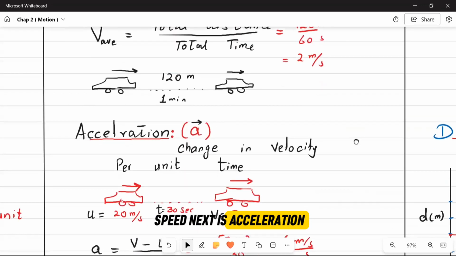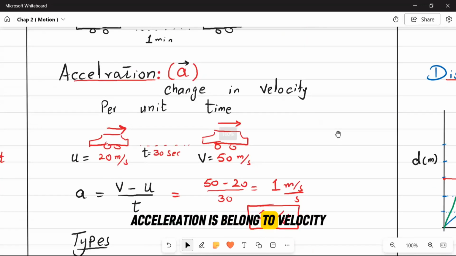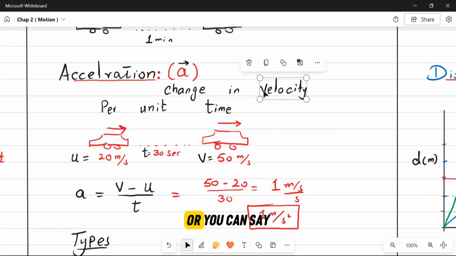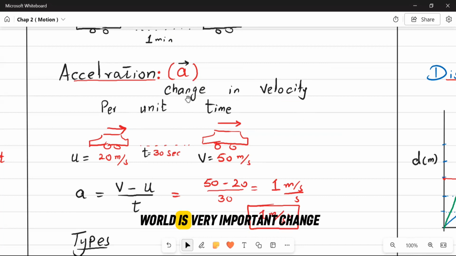Next is acceleration. Acceleration belongs to velocity because acceleration is a vector quantity. So the rate of change of velocity is called acceleration. Or you can say that change in velocity per unit time is called acceleration. Change in velocity, this word is very important. Change. So velocity should change. If velocity doesn't change, for constant velocity, acceleration will be zero.